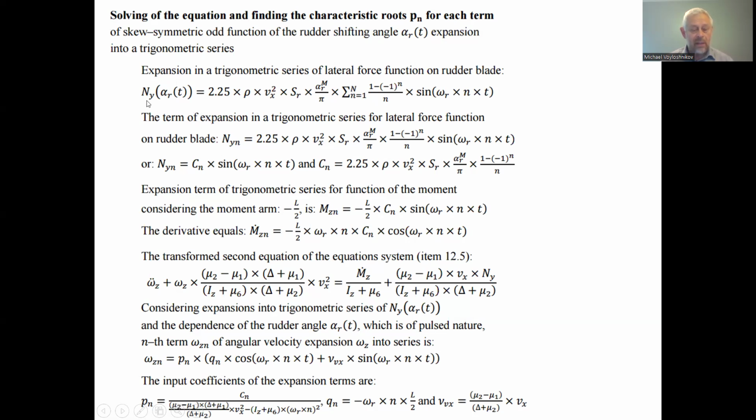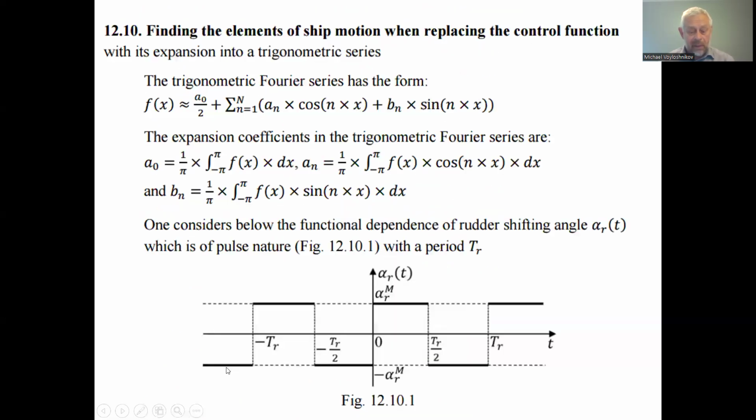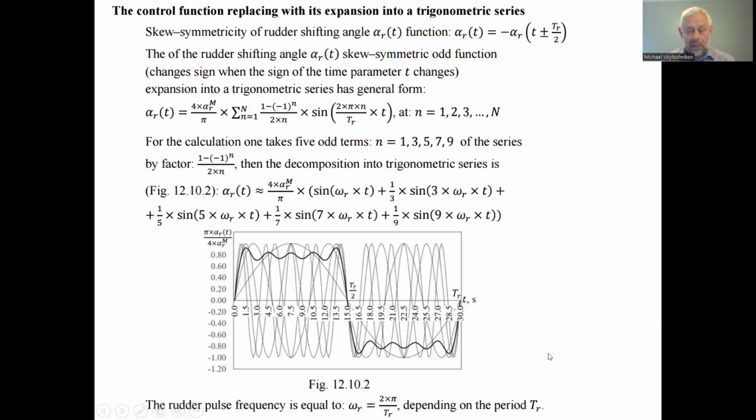So we consider the transverse force as an expansion itself, because we consider the turning of the rudder angle as an expansion. This is the amplitude of the turning angle. This is an expansion of the non-analytical type of the assigned impulse nature of the control action, turning the rudder with an impulse-type dependence on time.